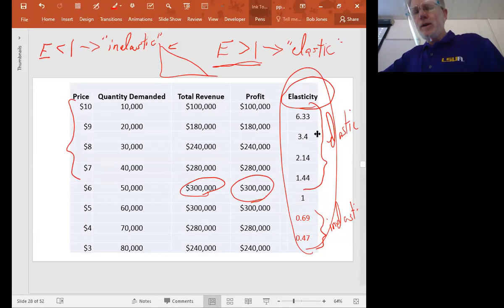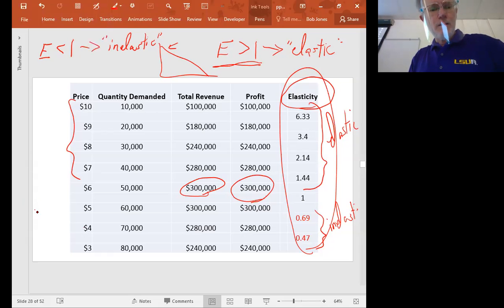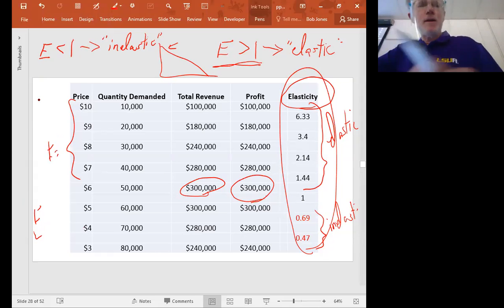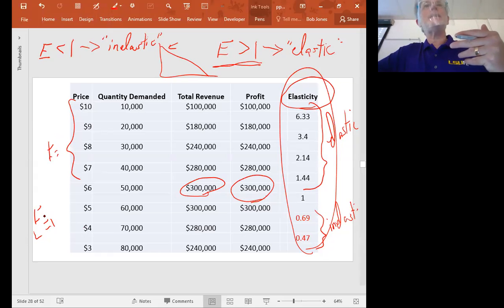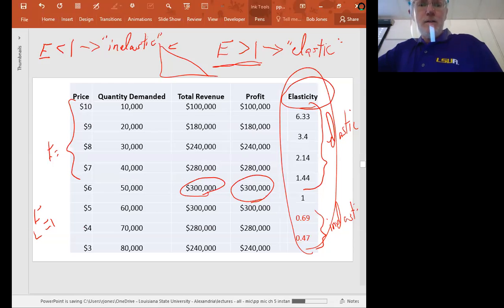Okay, and notice in between elastic and inelastic, we have where elasticity is equal to 1. The third label you want to know is, if the elasticity is equal to 1, well, I'll just say it. If the elasticity coefficient is equal to 1, then we say that demand has unit elasticity. Okay. I messed up my slide. I'm going to close this out and hope that it comes back. You said it has unit elasticity equals 1? Right.